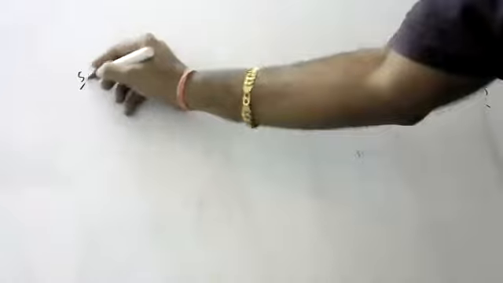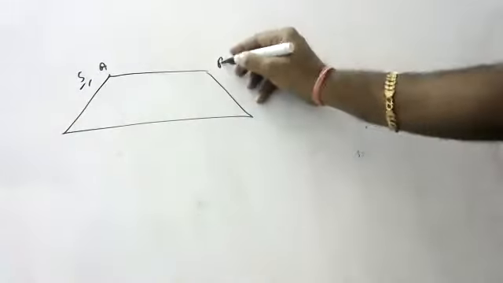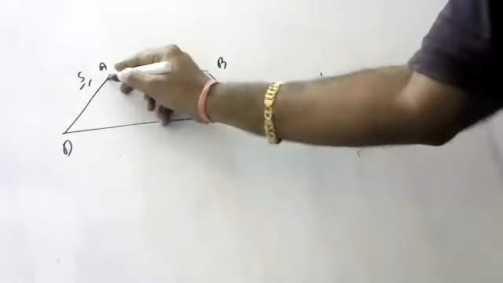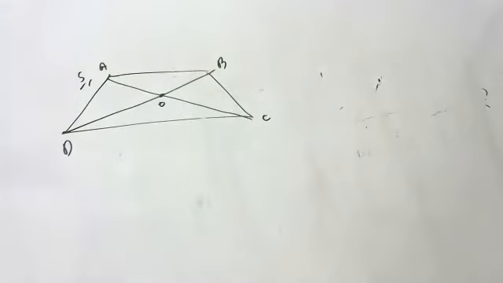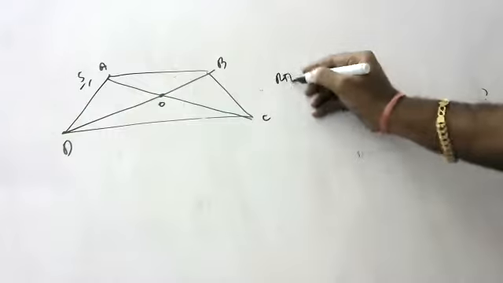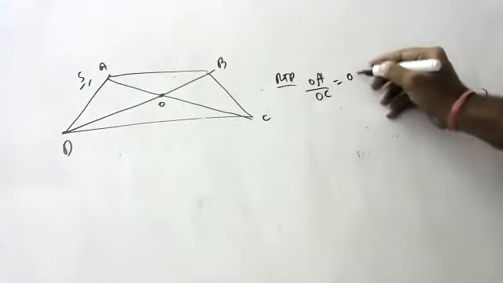Next one. There is a trapezium ABCD, and its diagonals are intersecting at O, and AB is parallel to CD, children. Using the criteria of similarity, children, yesterday also we did this sum, but today using similarity we have to prove that OA by OC is equal to OB by OD.